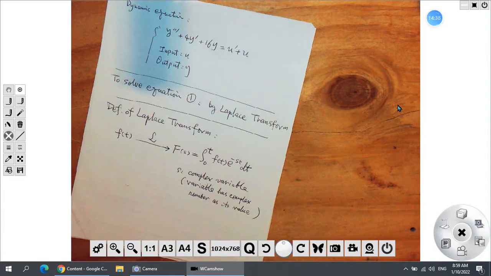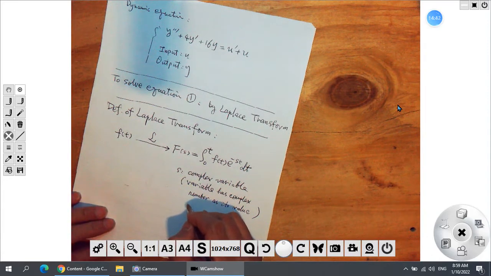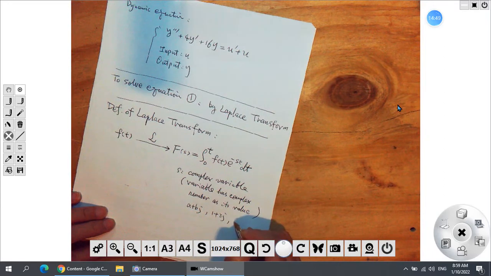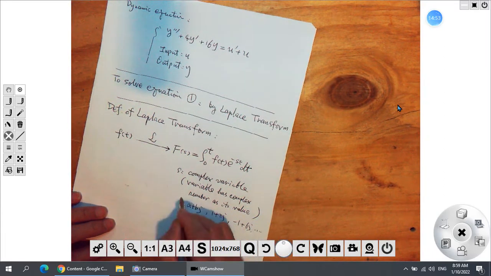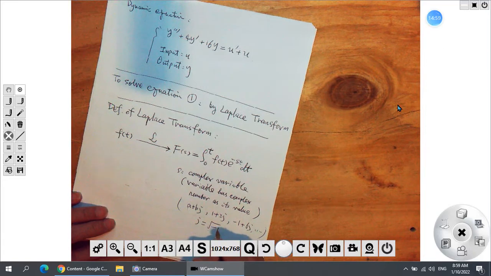It's a complex value, like a plus b j, things like 1 plus 2j, negative 1 plus 6j, things like that. We have a real part and an imaginary part. j is the square root of negative 1. So s could be any kind of number that looks like this, not just a real number.